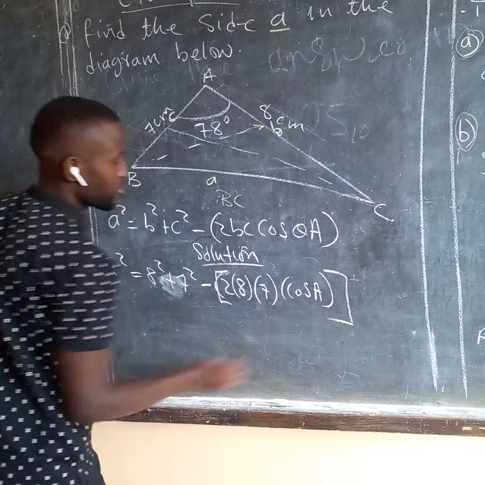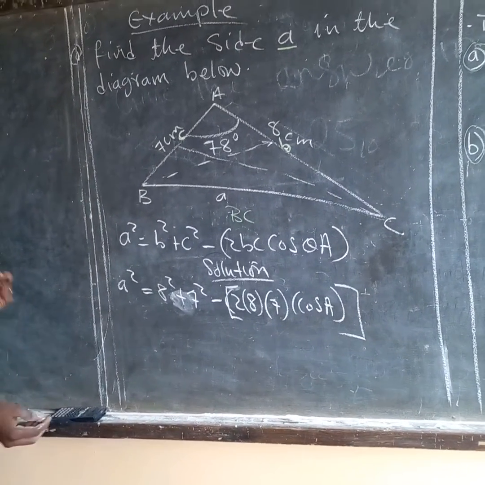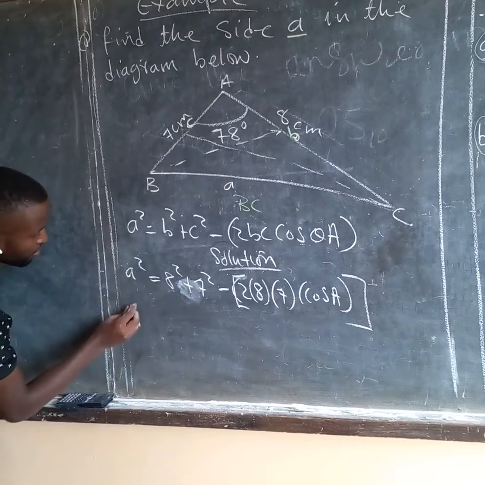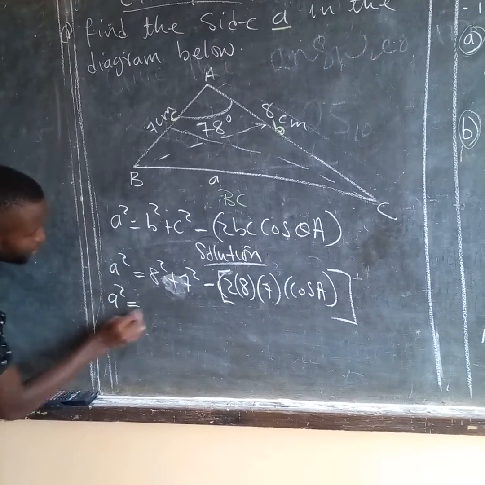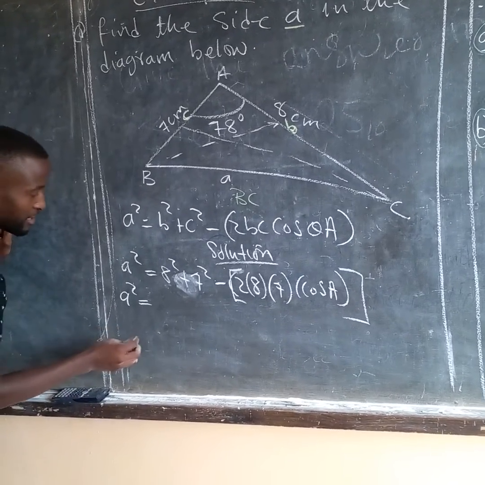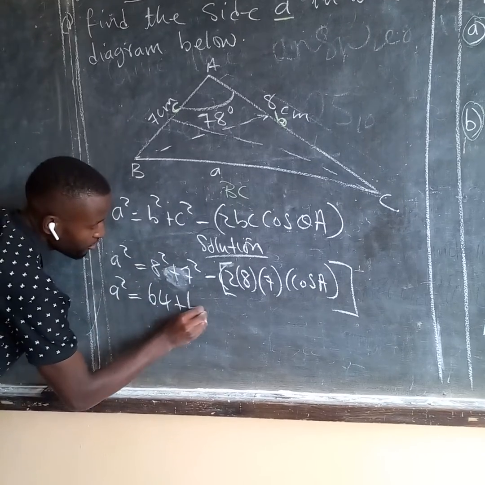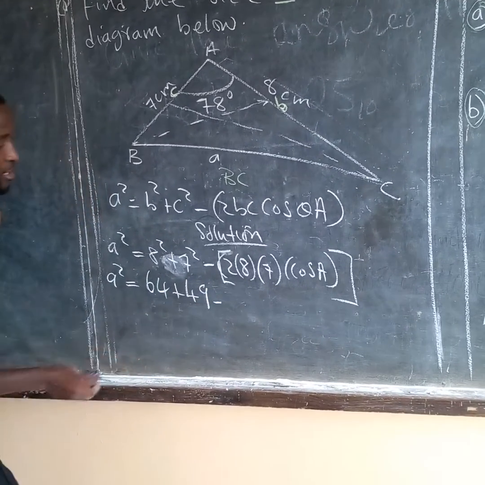Okay, so that is how it's going to look. I just replace. When you replace, everything becomes simple. But I don't know my A, the rest I know. So A squared is equal to, what is 8 squared? 8 squared, we know it is 64, plus 7 squared, it is 49, minus, okay?